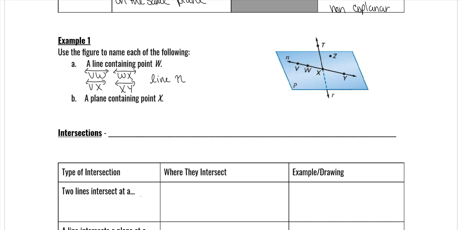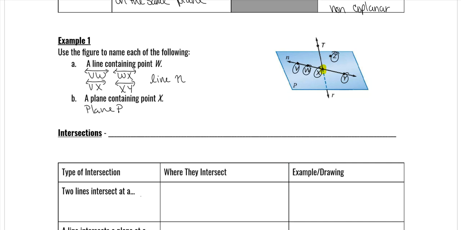And then it says a plane containing point X. Well, point X is right here. And again, that plane can be named many different things. First of all, it can be named plane and then a cursive P, which is basically the same thing because of that P. But then if you're talking about the letters, there are 1, 2, 3, 4, 5 letters on that plane. There's V, W, X, Y, and Z all on that plane.